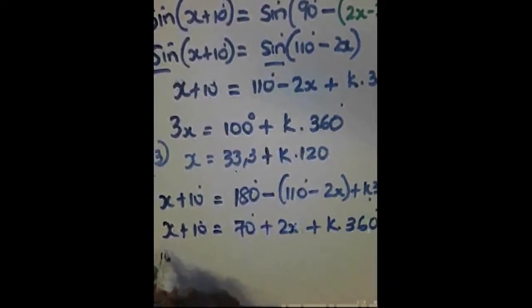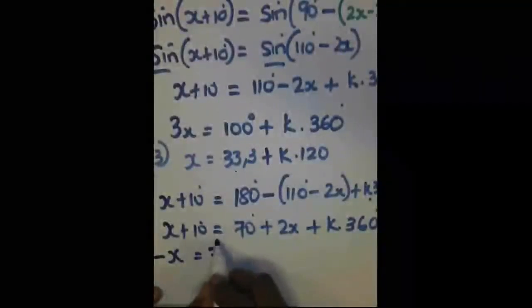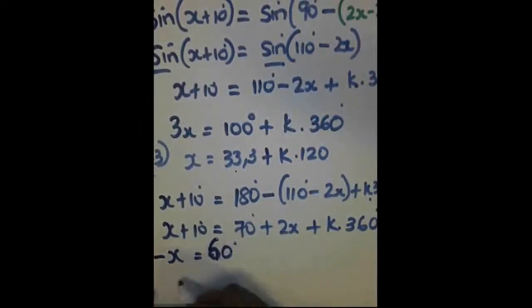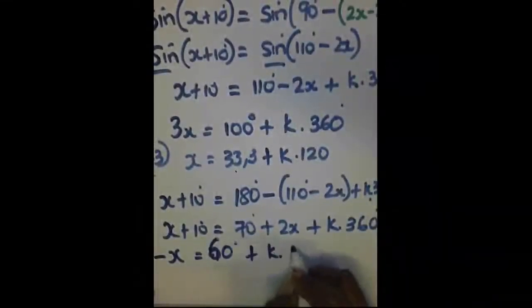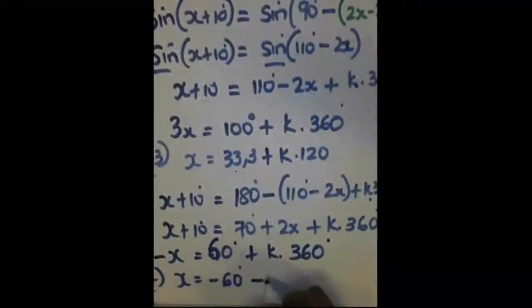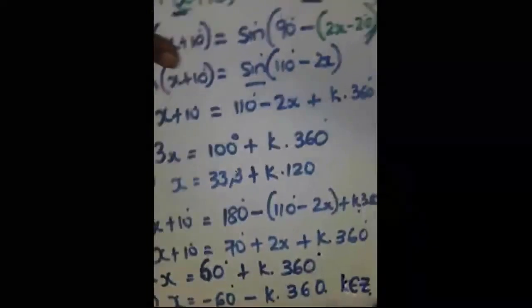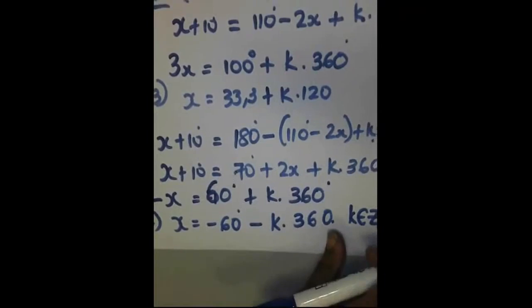Right? I'm going to solve. So this 2x comes across. So this is minus x is equal to 70 minus 10, which gives me 60 degrees plus k times 360 degrees. If I multiply by a negative, then x is equal to minus 60 minus k times 360 degrees. And I didn't forget, k is an element of Z. So there we go, ladies and gentlemen. There are my two solutions to it.